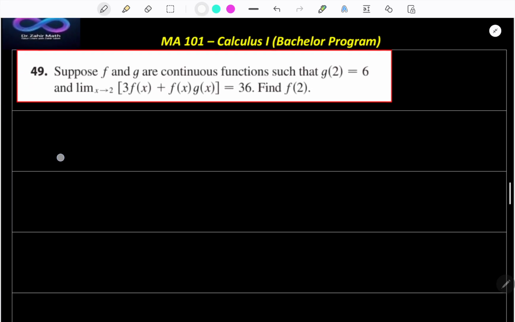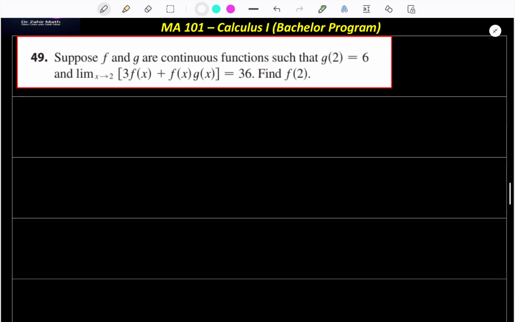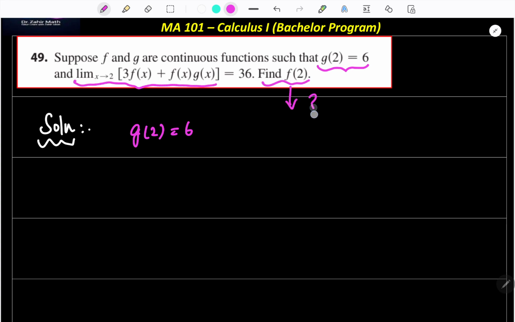So let me go to the next question. I think this is the last question. Right, it is not related to anything, check continuous or interval, nothing. Just some expressions given, they are asking the functional value. Suppose f and g are continuous functions such that g of 2 is equal to 6. So what is given? g of 2 is equal to 6. And something is given, they are asking the question f of 2.